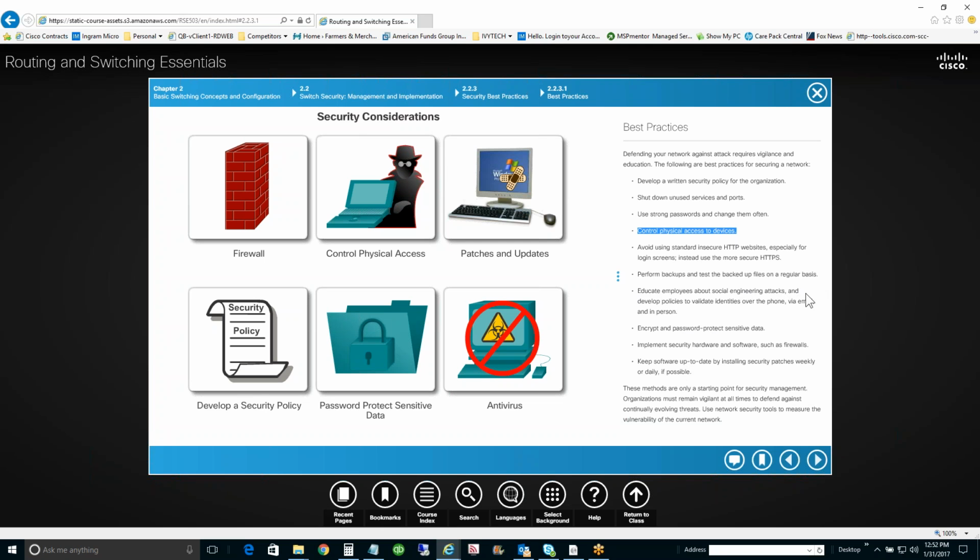Educate employees about social engineering attacks and develop policies. That's, again, common sense stuff, as well as encrypting and password protecting sensitive data. This is general network or IT infrastructure best practices. Make sure you have security hardware in place, such as firewalls, and keep your software up to date so that any security vulnerabilities that have been uncovered are resolved.